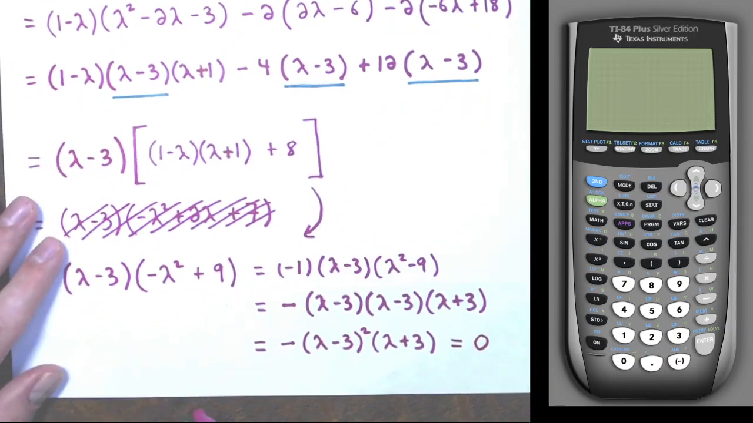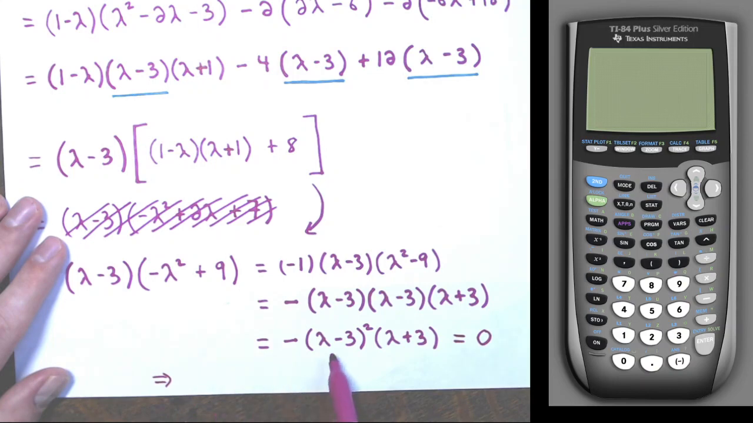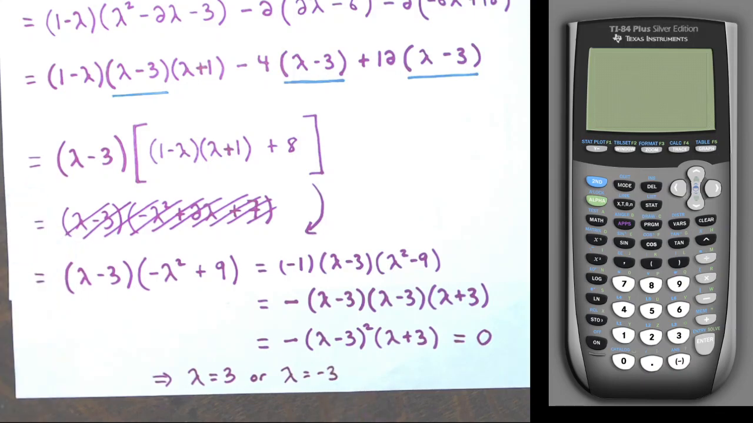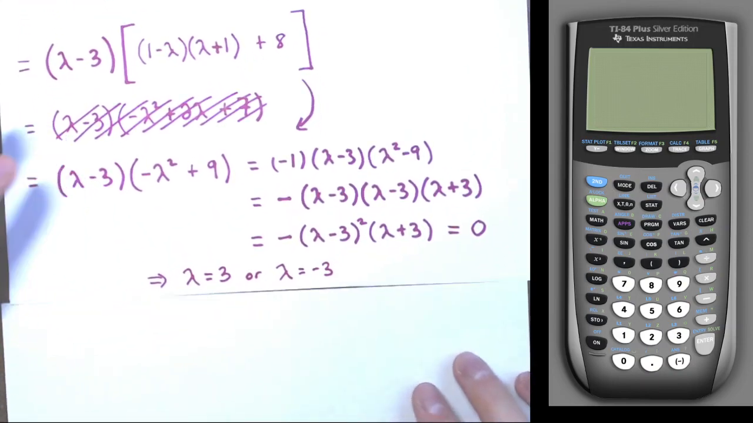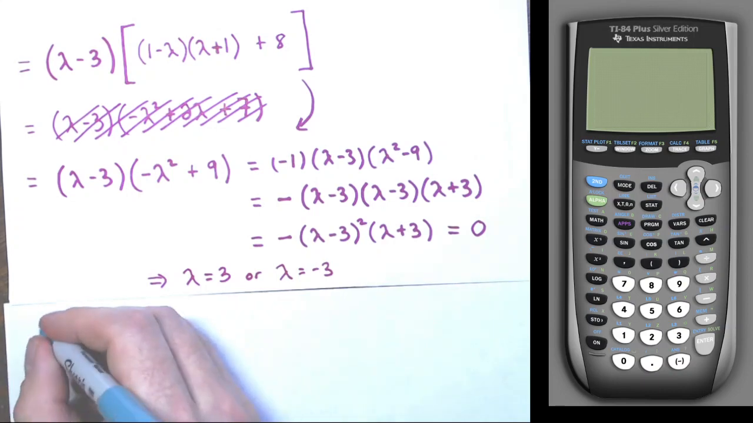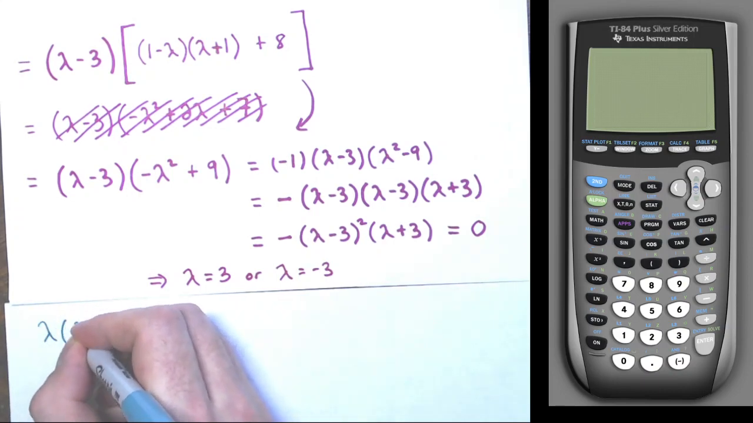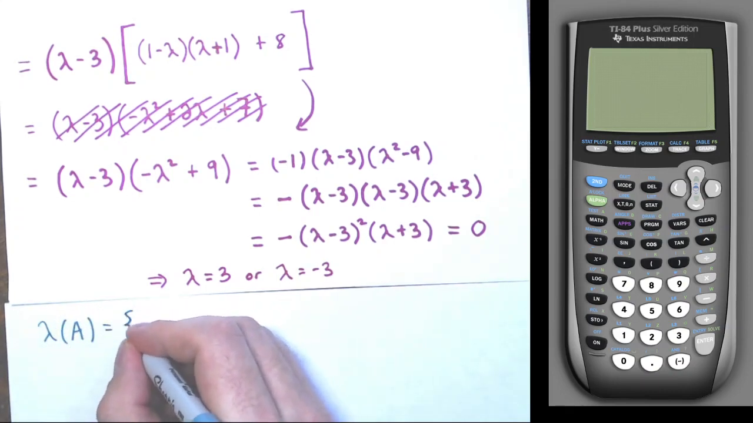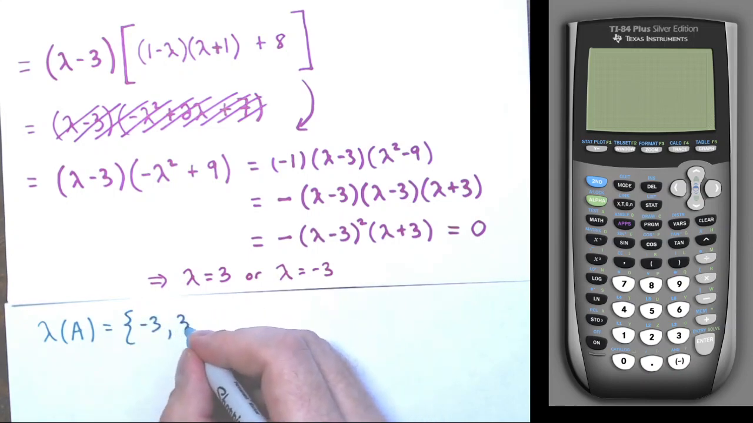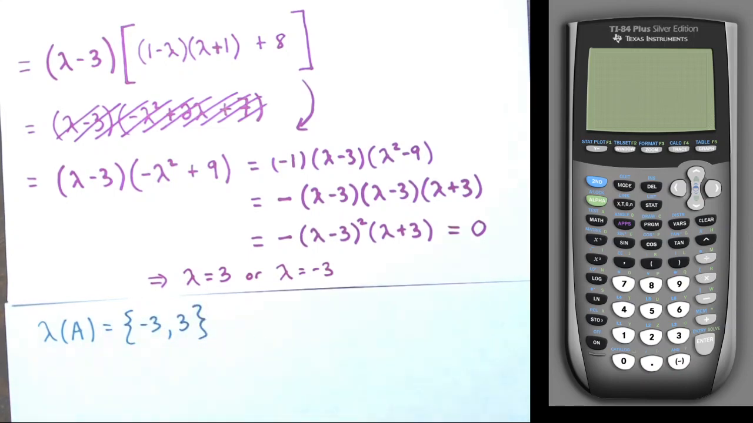So this equals 0 when lambda minus 3, one of the factors, is 0, so when lambda equals 3, or when lambda plus 3 is 0, and that would be when lambda equals -3. Alright, so I have the spectrum for matrix A now, the set of all the eigenvalues. The spectrum of A is just the set with -3 and 3 in it. Those are the only two eigenvalues.